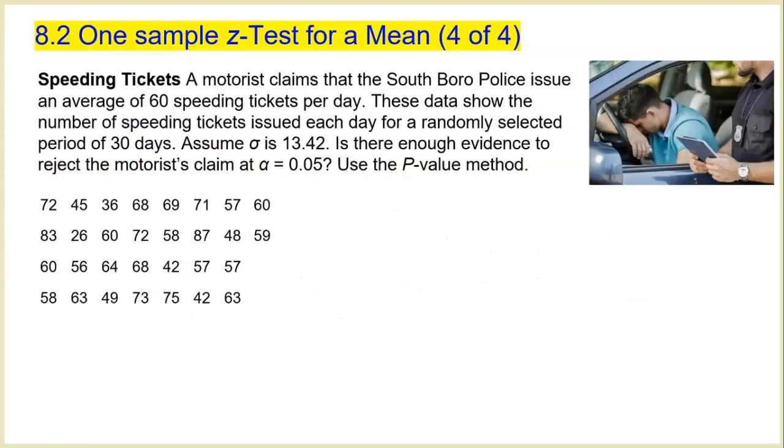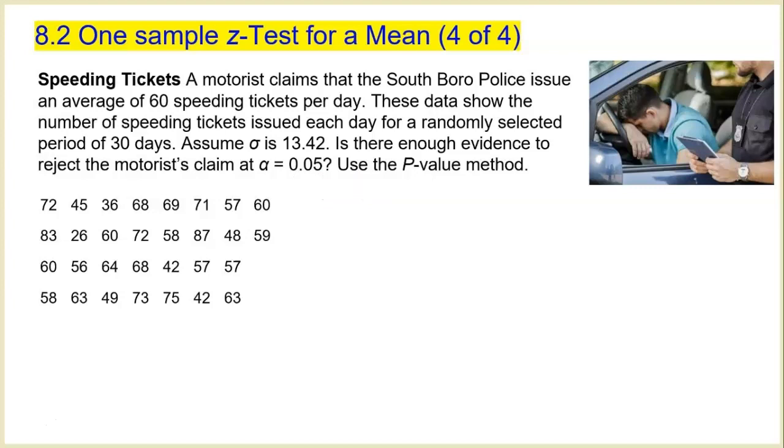All right, and we'll do one more example with some raw data again, and also the p-value method. So now look at speeding tickets. A motorist claims that the Southborough Police issue an average of 60 speeding tickets per day. These data show the number of speeding tickets issued each day for a randomly selected period of 30 days. Assume sigma is 13.42. Is there enough evidence to reject the motorist's claim at alpha equals 0.05?